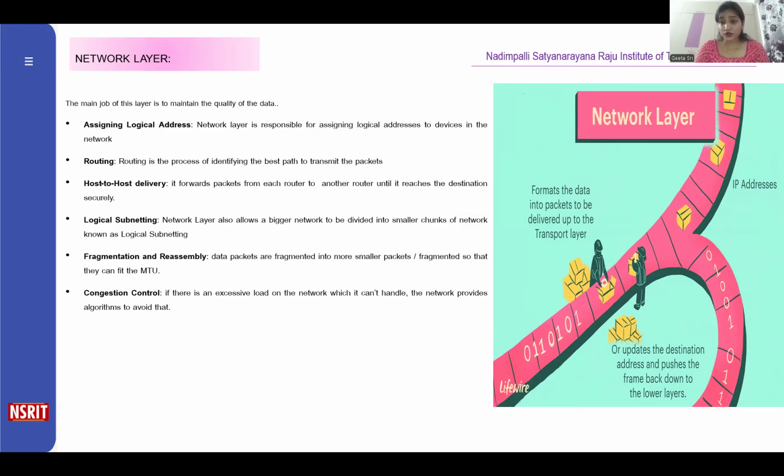And it also provides routing. Routing is the process of identifying the best route from one router to another router. As I already said, data travels from host to host. To make sure the data is transferring from host to host, it should be able to travel through different routers. And network layer provides a main functionality that is called routing. Routing is the process of identifying the best path to transfer the packets from one router to another router and from one host to another host.